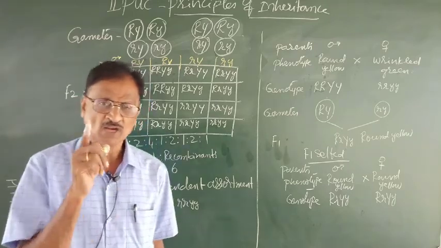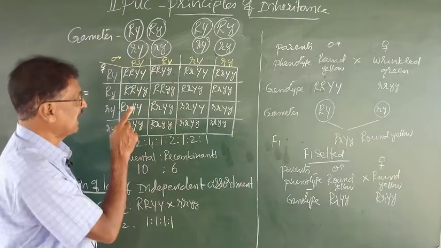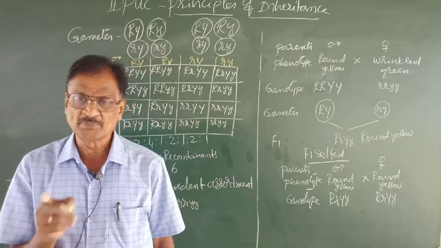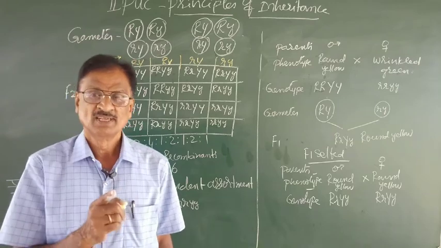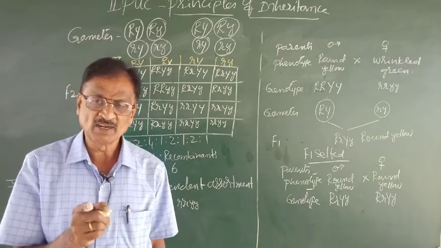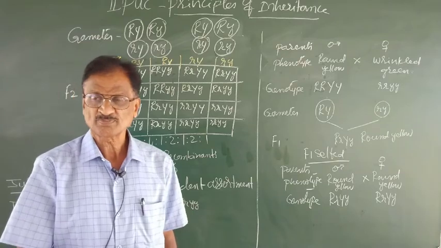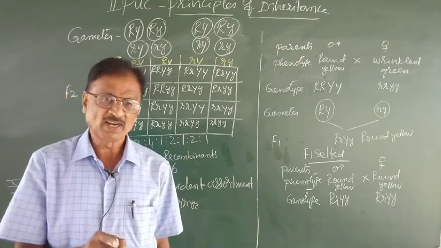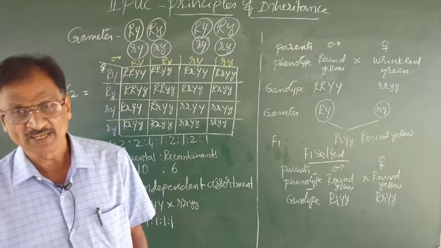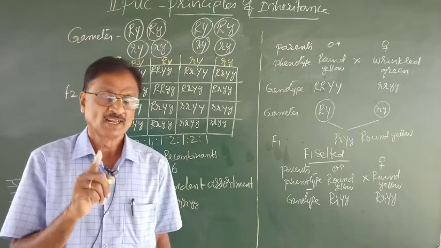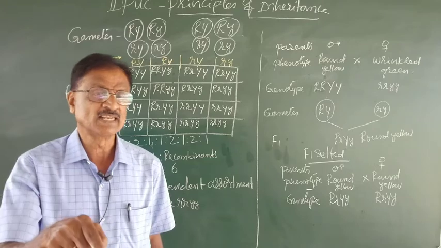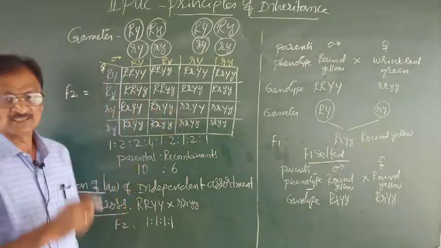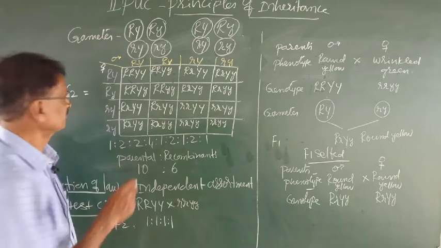Remember, to call any individual round yellow, there should be a minimum of one capital R and one capital Y. If there is only one capital R and a small y, then it is round green, that is the recombinant. Now let us analyze one by one.